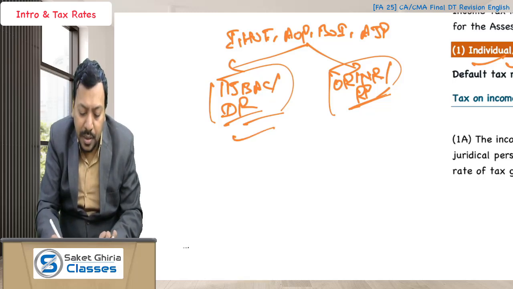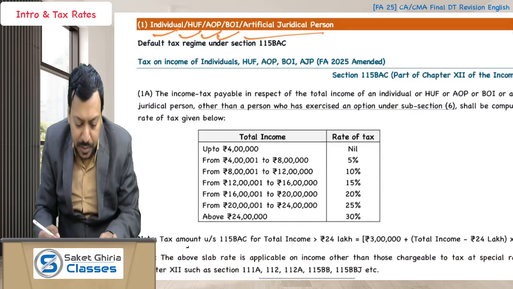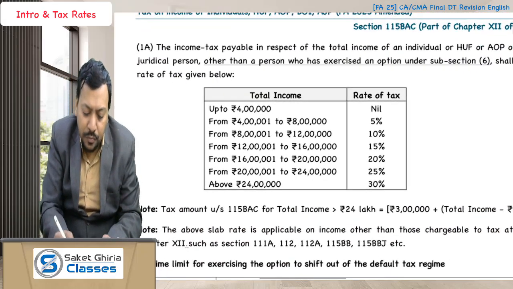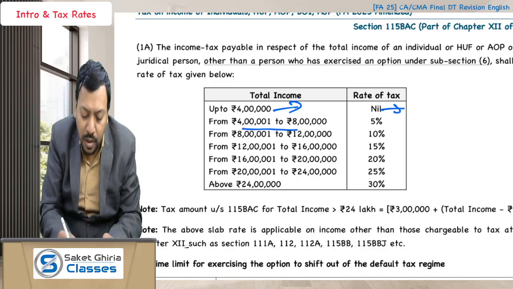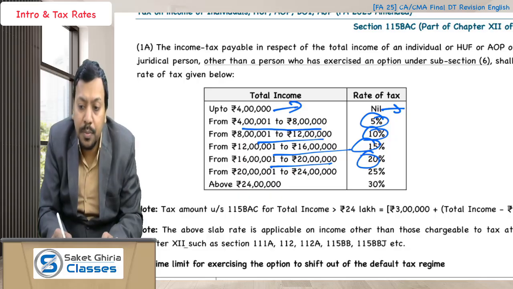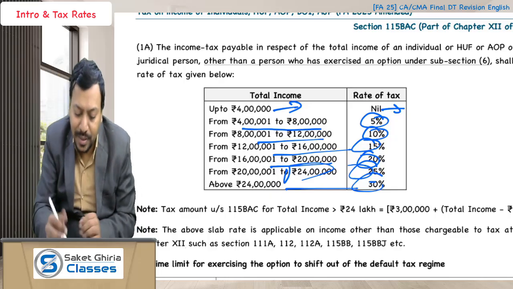These two have different rates of tax. So first we are going to revise 115BAC. What is the tax rate for 115BAC? If your total income is up to 4 lakh rupees, nil rate. If your total income is from 4 lakh to 8 lakh, 5%; 8 lakh to 12 lakh, 10%; 12 lakh to 16 lakh, 15%; 16 to 20 lakh, 20%; 20 to 24 lakh, 25%; and above 24 lakh, 30%.